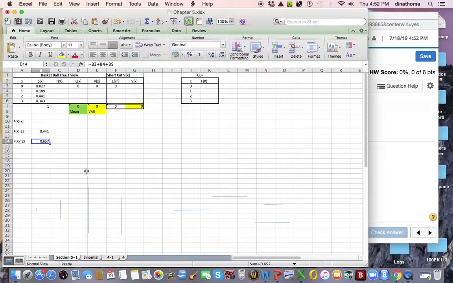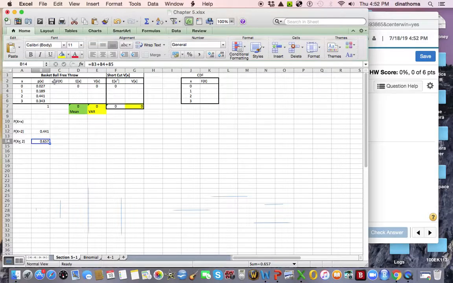And the probability that I make at most 2 shots, not at least. At least is the other way. At most 2 shots is that. If I wanted at least, then I'd do the complement. So 65% chance that I'd make 0, 1, or 2 shots.